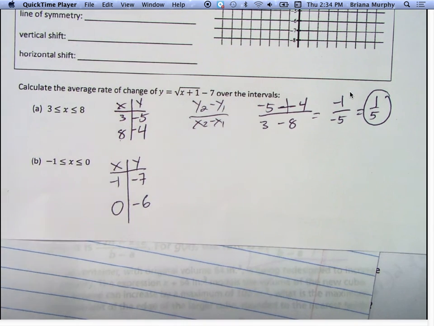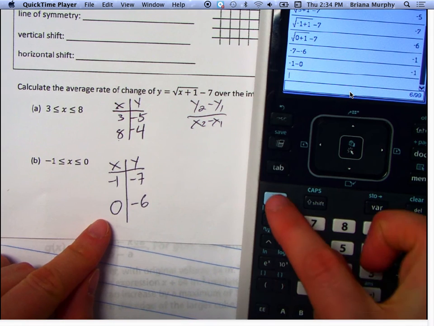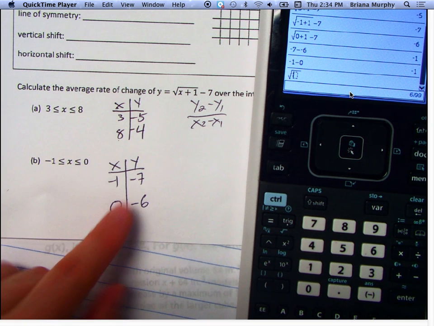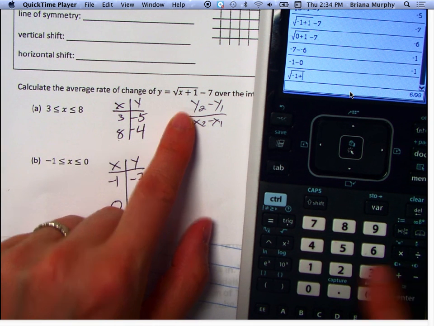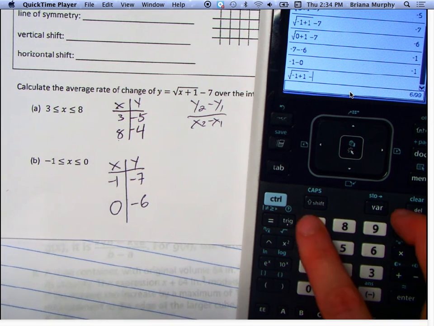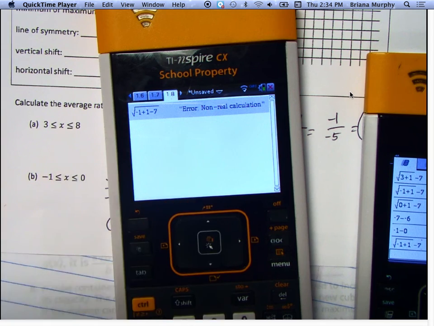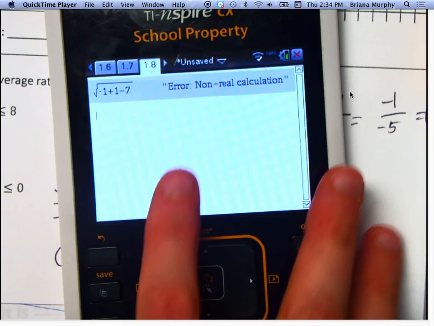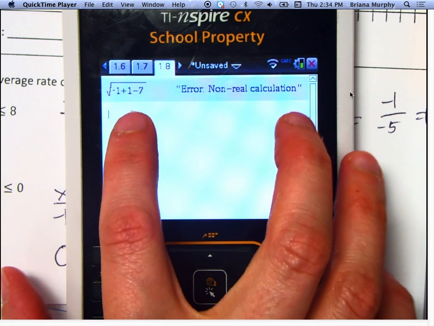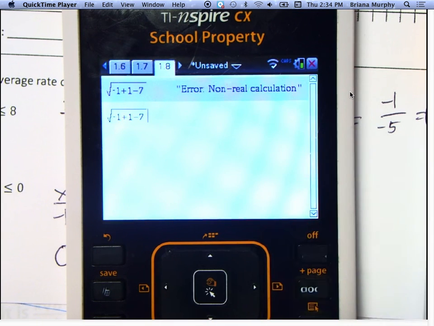What are we doing, guys? Are we plugging it all in at once? Yeah, we're plugging it all in at once. When I do it, I don't get that. I did -1 plus 1, minus 7. Look, this is what we did. See how the negative, here? See the -7 underneath the square root sign? Make sure it's not underneath the square root sign.